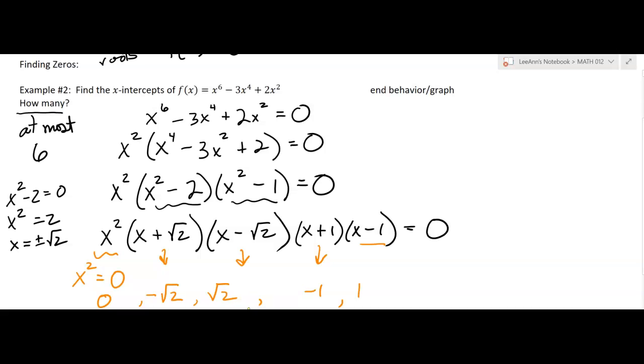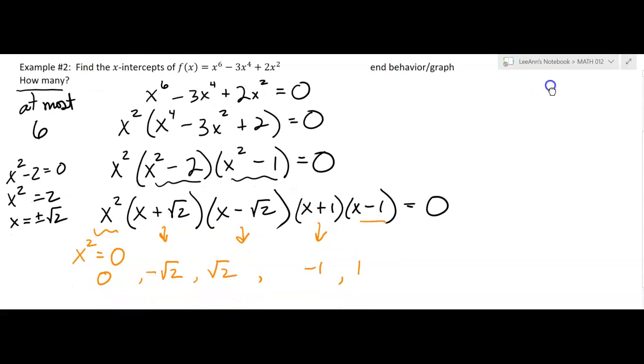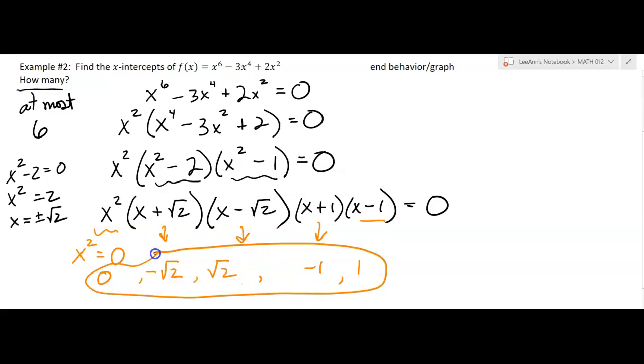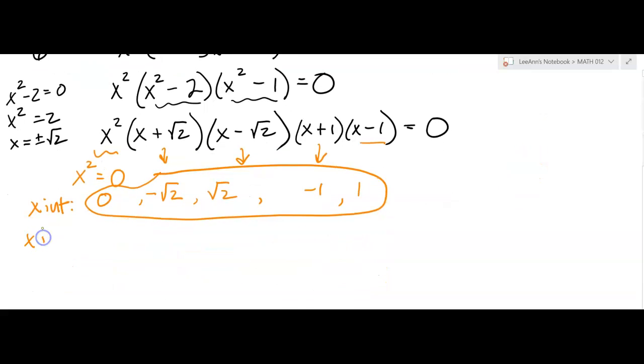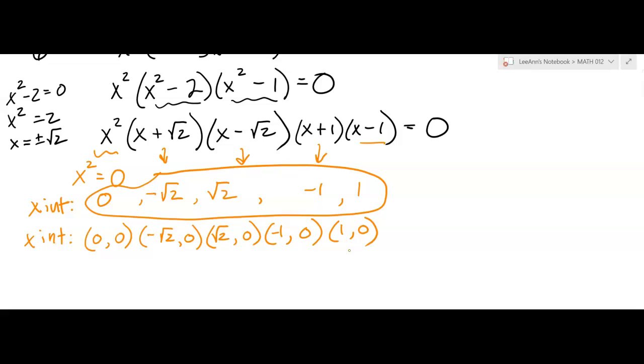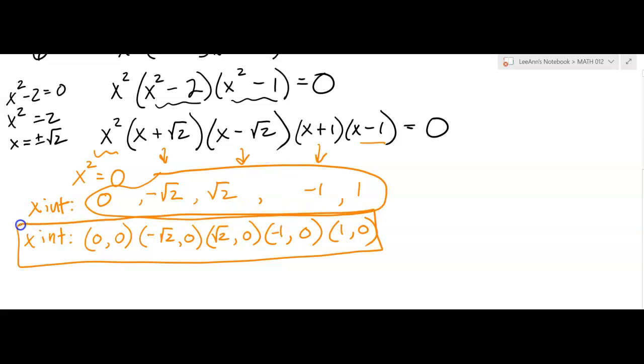So remember we said we could have at most 6. It looks like we have 5 x-intercepts. So I'll scroll up just a little bit. So these right here are the x-intercepts. If they want them as ordered pairs, let me show you that real quick, because they might. I'm thinking that some books like them just listed that way, some like them in ordered pairs. I'm thinking this book likes the ordered pairs, but I could be wrong. Sometimes they're not always consistent either. Okay, so we have 5 x-intercepts, and we've listed them as ordered pairs as well. That's what the question asked for.